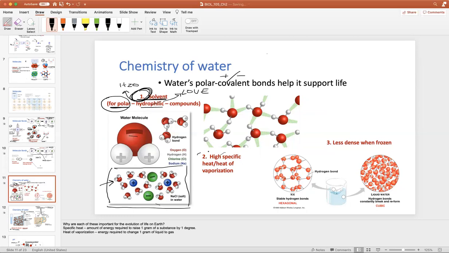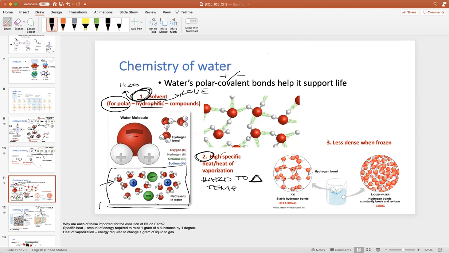Number two, because water has this polarity, it really resists changes in temperature. So it's hard to change. And I'm going to use the symbol here. This is the Greek symbol delta, and it's used a lot in scientific notation to mean change. So hard to change temperature. Now that's not quite what I wrote up here, is it? What I said was it has a high specific heat or a high heat of vaporization.